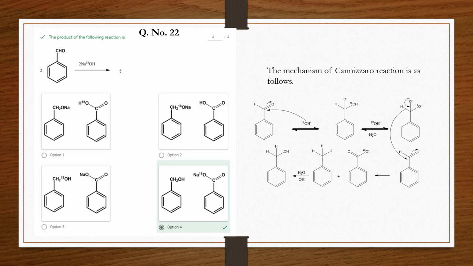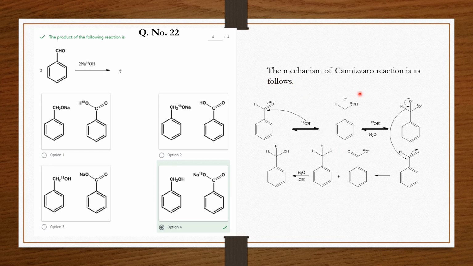The product of the following reaction: two molecules of benzaldehyde react with sodium hydroxide to form what? This is a simple Cannizzaro reaction. That means one molecule of benzaldehyde will get oxidized to benzoic acid, and the other one will get reduced to benzyl alcohol. The question is where this oxygen will go. That is the question here.